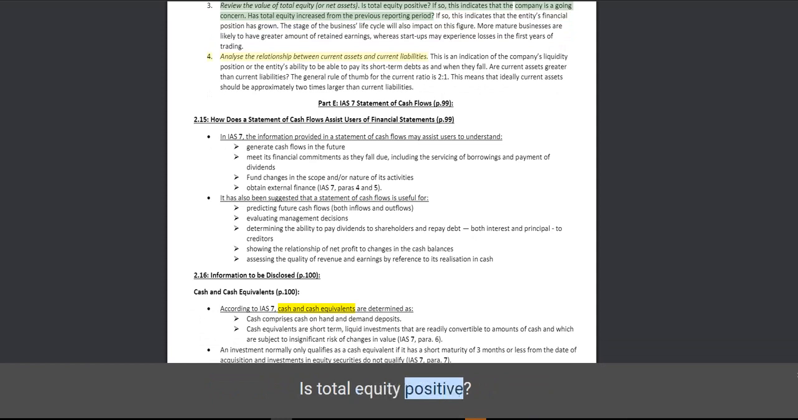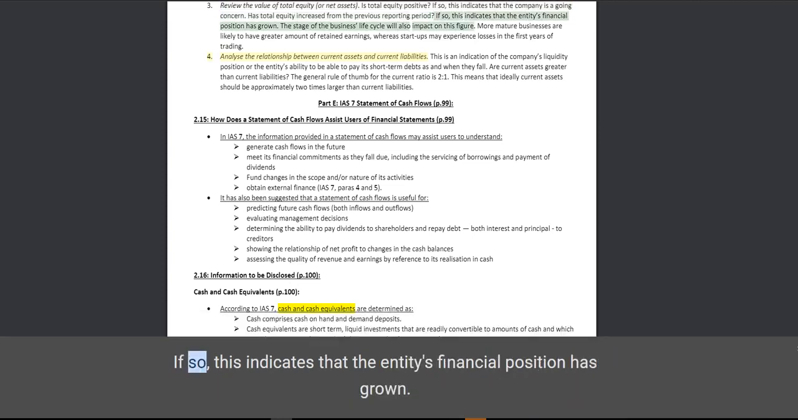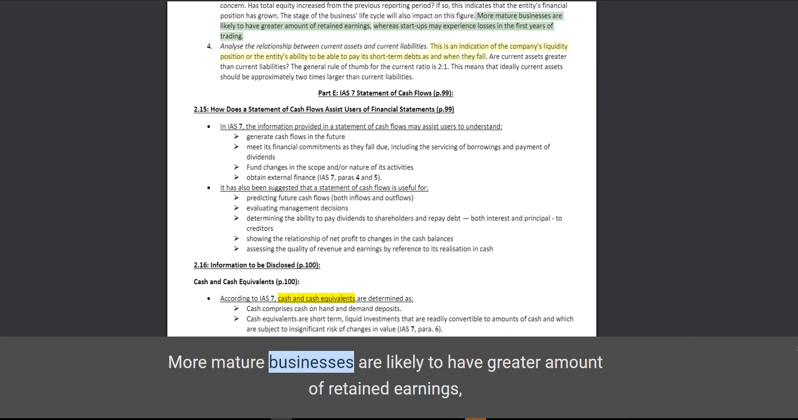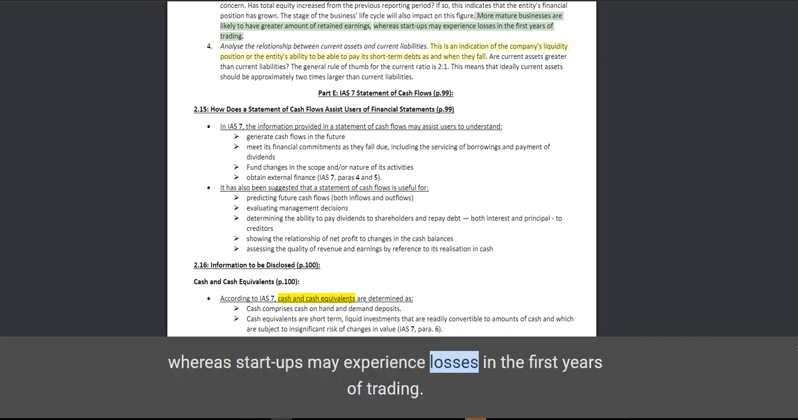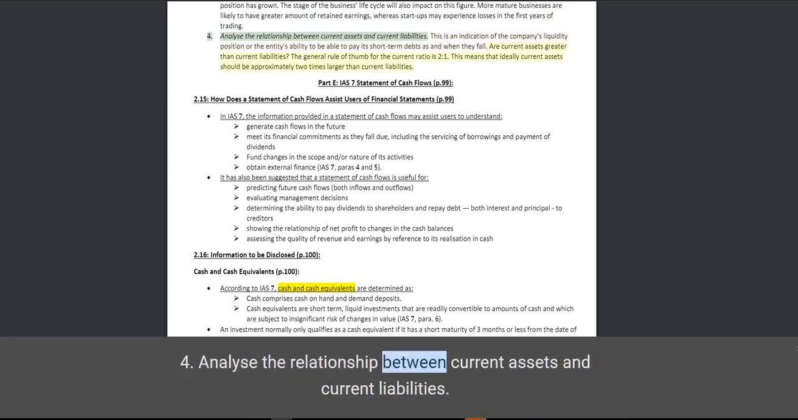Is total equity positive? If so, this indicates that the company is a going concern. Has total equity increased from the previous reporting period? If so, this indicates that the entity's financial position has grown. The stage of the business life cycle will also impact on this figure. More mature businesses are likely to have a greater amount of retained earnings, whereas startups may experience losses in the first years of trading. 4. Analyze the relationship between current assets and current liabilities.